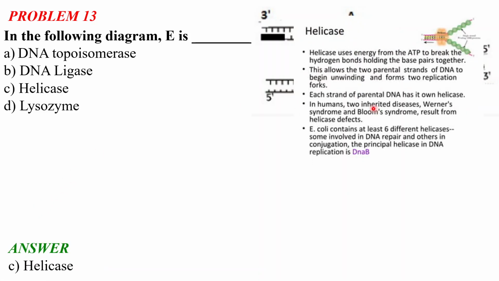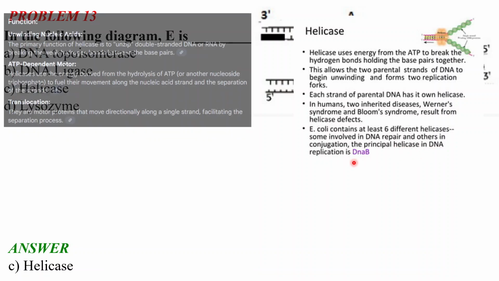Helicases use energy from ATP to break the hydrogen bonds holding the base pairs together. This allows the two parental strands of DNA to begin unwinding and forms two replication forks. Each strand of parental DNA has its own helicase. In humans, two inherited diseases, Werner's syndrome and Bloom syndrome, result from helicase defects. E. coli contains at least 6 different helicases, some involved in DNA repair, others in conjugation. The principal helicase in DNA replication is DnaB.